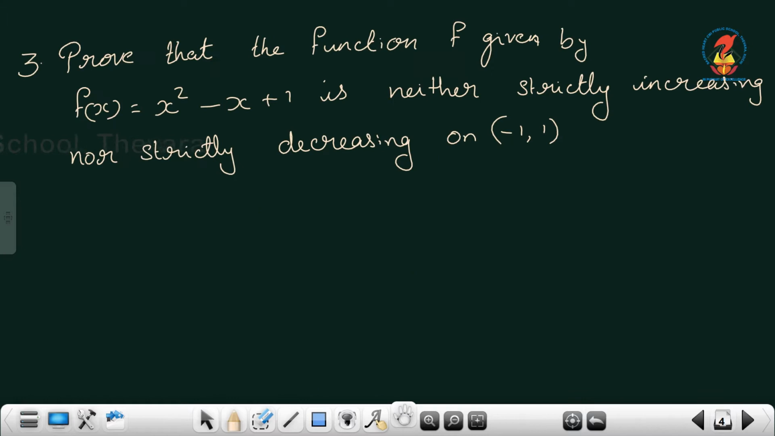Now the next question. Prove that the function f given by f of x is x square minus x plus 1 is neither strictly increasing nor strictly decreasing on (minus 1, 1).